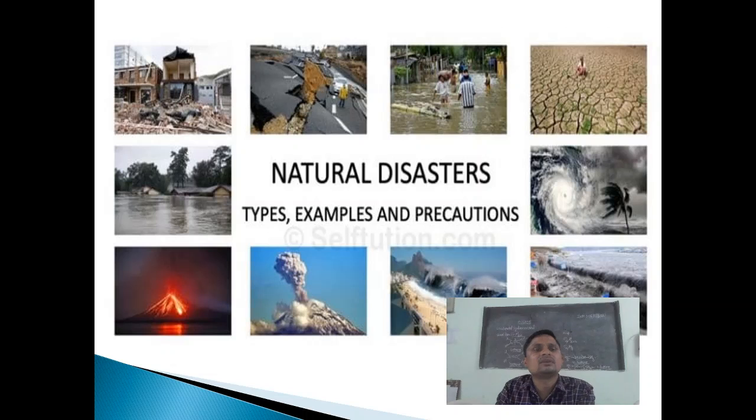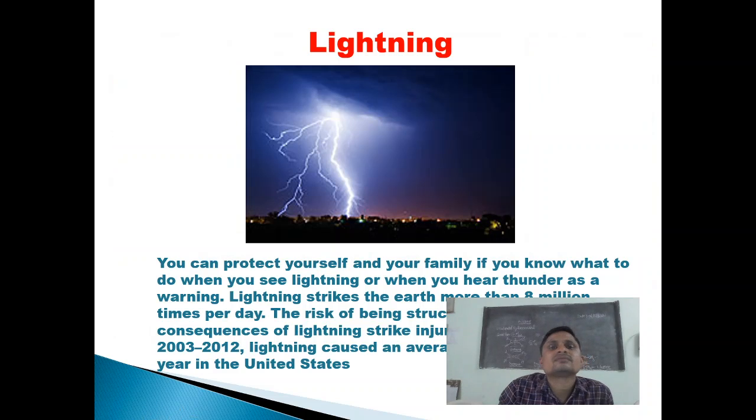So this is about the pictures of natural disasters. Earthquake, flood, drought, cyclone, and lightning. So that's about the natural disasters. So we discuss lightning as one type of natural disaster. You have seen that in the rainy season, there is a presence of lightning.